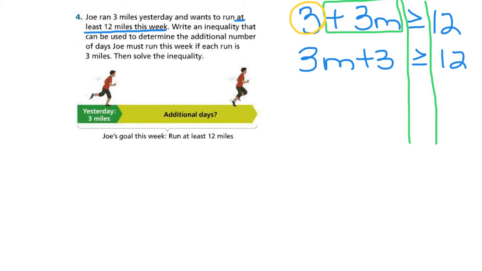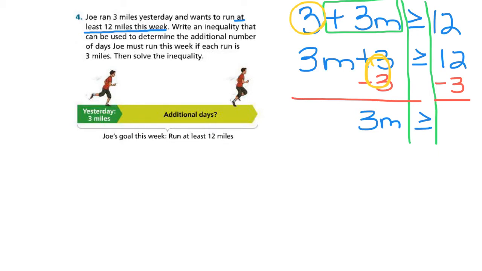And since our goal is to get the variable alone, we're going to start by getting rid of the 3 that is being added by subtracting it out of the problem. When we do that, the 3 and the negative 3 zero out, leaving us with 3m is greater than or equal to 12 minus 3, which is 9.